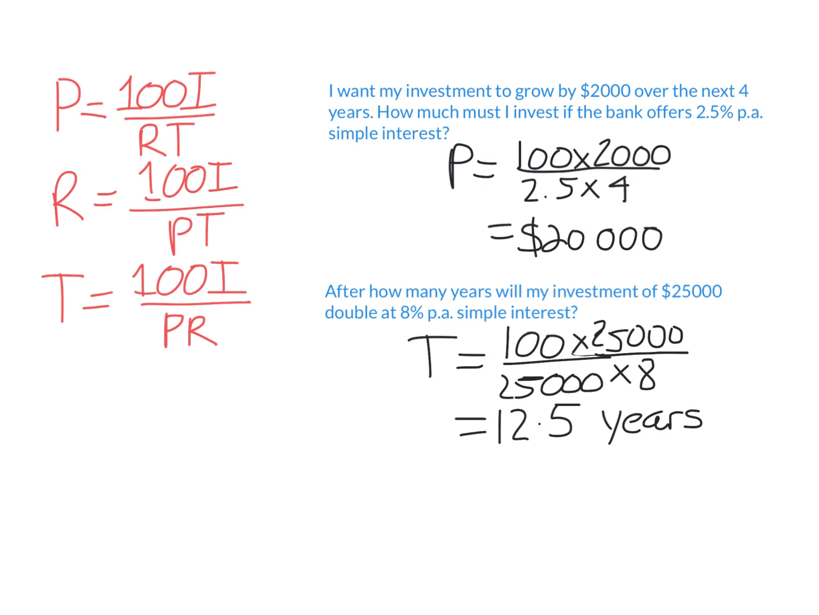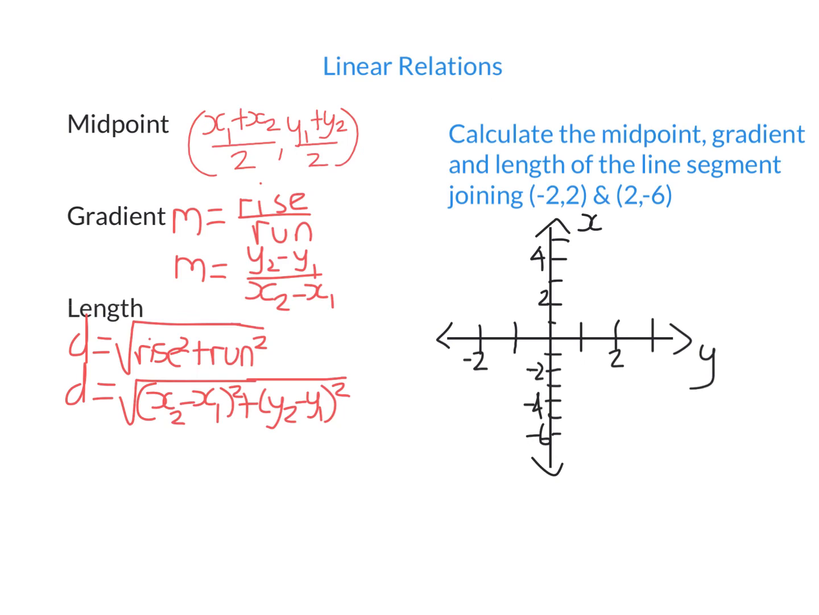All right, let's now look at some linear relations. So in the test, we're just going to look at midpoint, gradient, and length of a line segment. So I have all the formulas here. The kind of question you'll be getting is calculate the midpoint, gradient, and length of a line segment joining these 2 points. So if you're not given a diagram, I suggest you draw one to help you know what's going on.